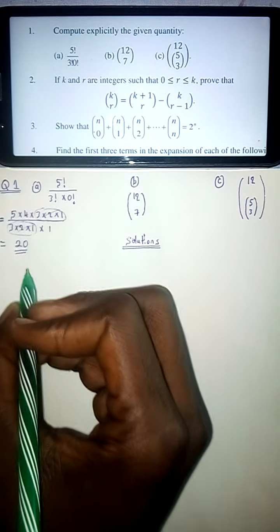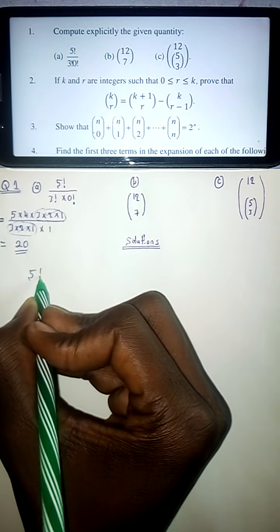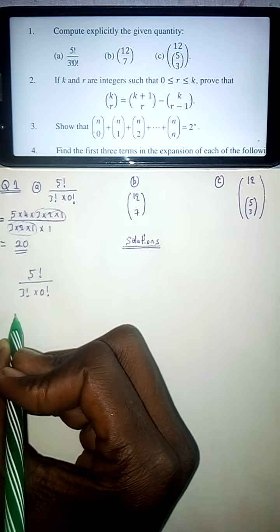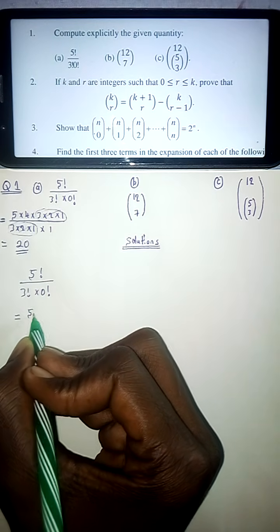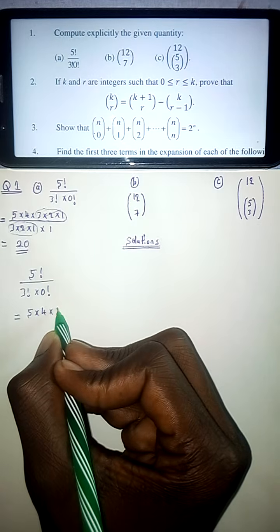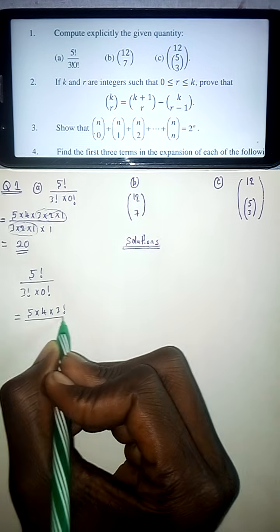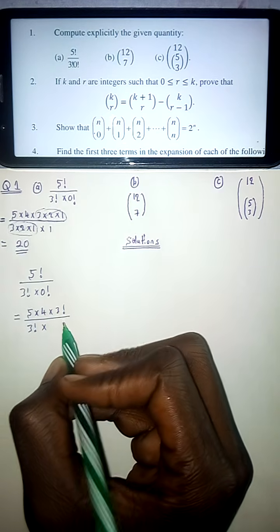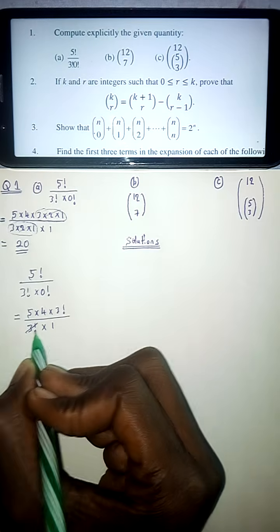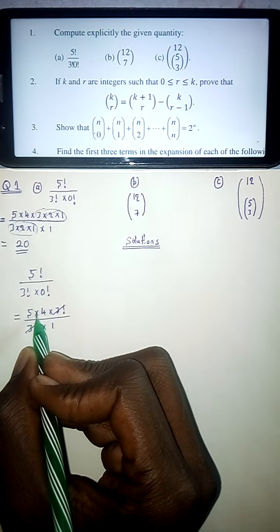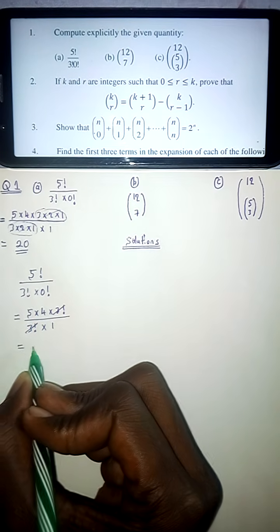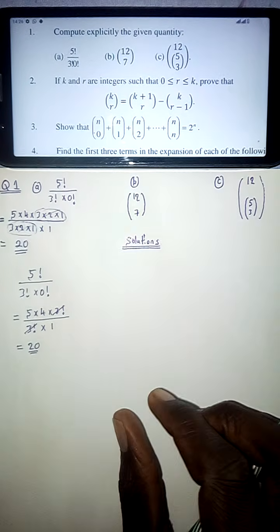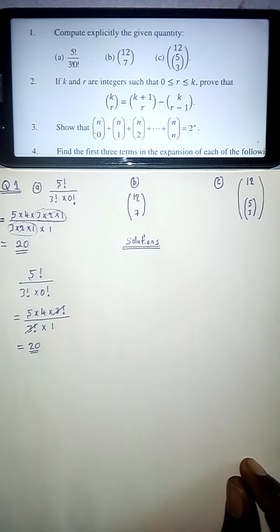In other words, you can just say 5 factorial over 3 factorial multiplied by 0 factorial. So you're just going to say 5 multiplied by 4 multiplied by 3 factorial over 3 factorial multiplied by 0 factorial. What is 0 factorial? 0 factorial is 1. So this and this goes. 5 multiplied by 4, that is 20. This is one and the same thing, guys.